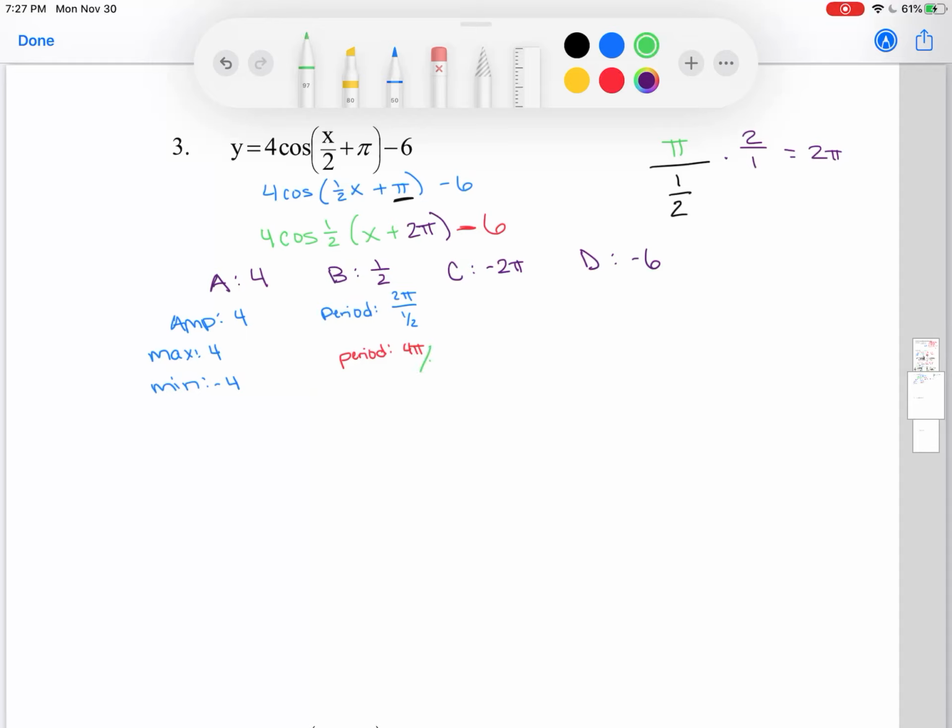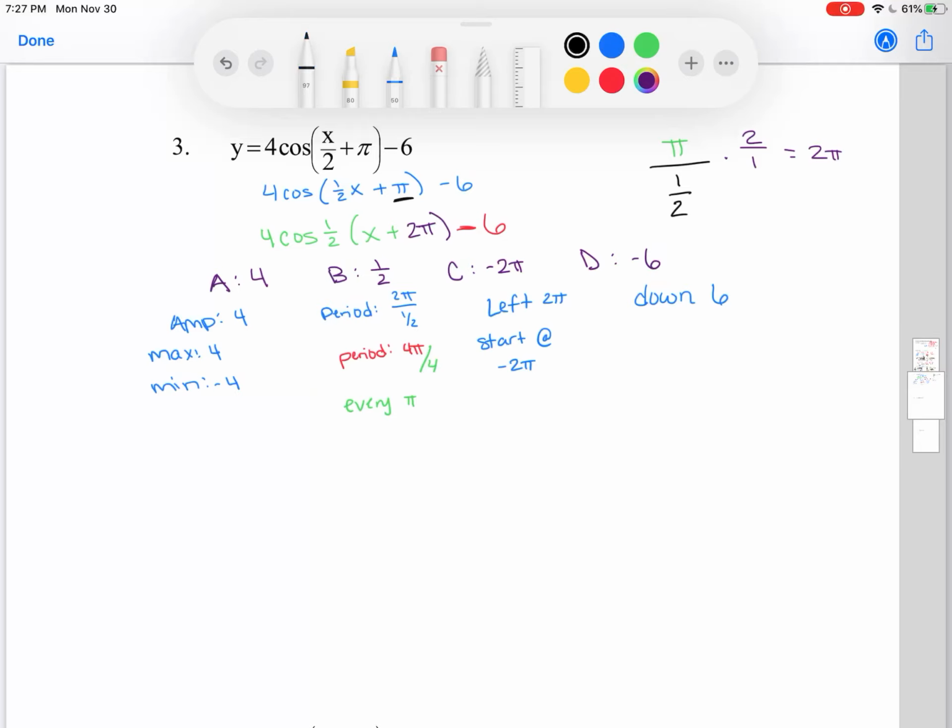Keeping that in mind, I want to go every fourth of that. So I'm going to be going every pi on my graph. C is negative 2 pi, so that means I want to go left 2 pi. So my starting point at negative 2 pi is going to be on the left side. And then D is negative 6. Well, because it's negative, that tells me I need to now go down 6.